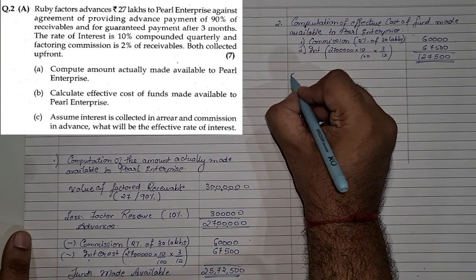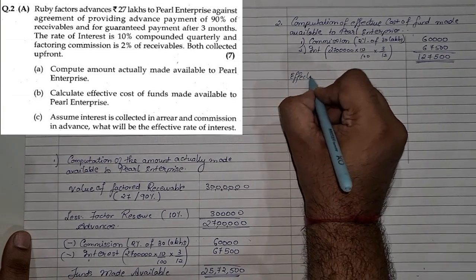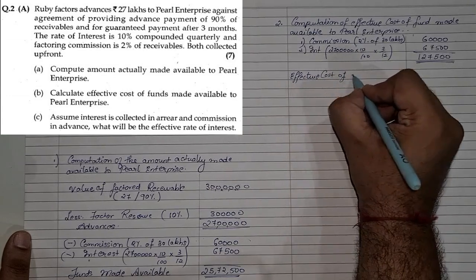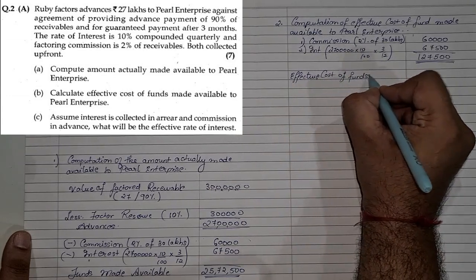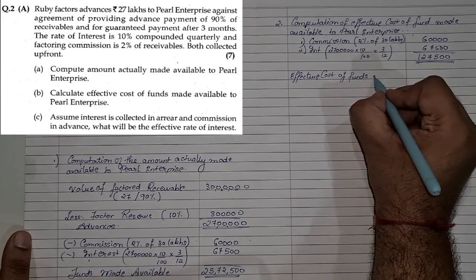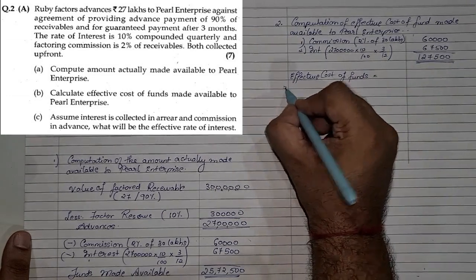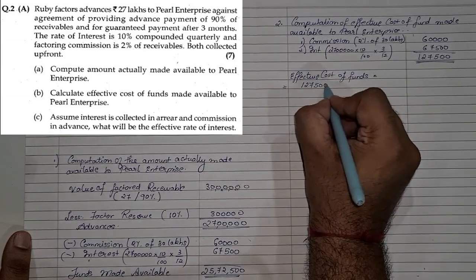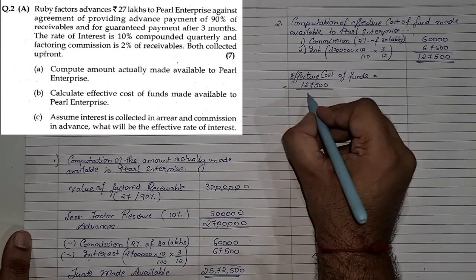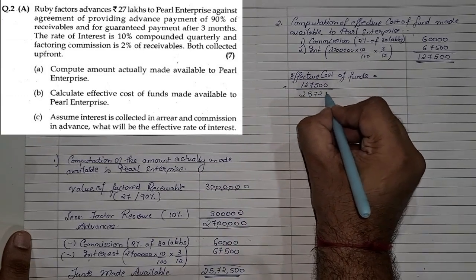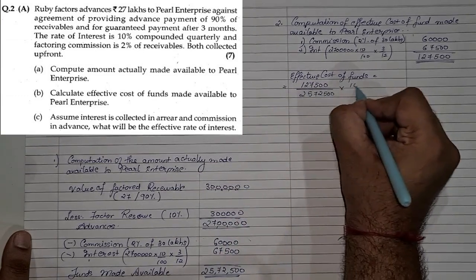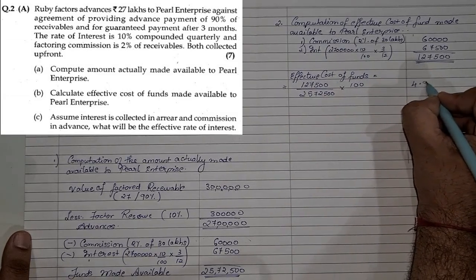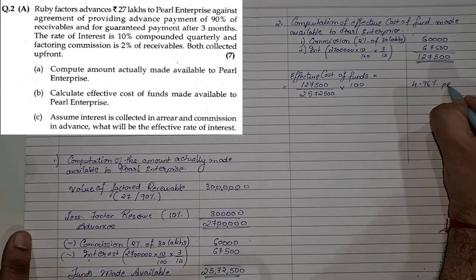Once you have the total cost and the funds available, I can find the effective cost rate. The effective cost of funds is equal to, I'll put the formula here, the cost 1,27,500 divided by the total amount, that is 25,72,500, into 100. When you solve, we get 4.96%. Now this is per quarter.